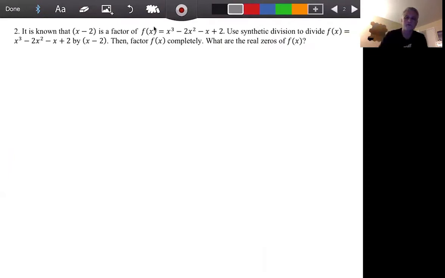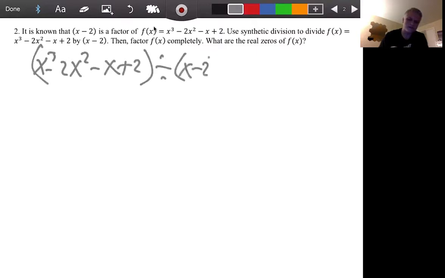Okay. So let's look at question 2. It says, it is known that x minus 2 is a factor, or it divides evenly into f of x, which is this nice big polynomial. Use synthetic division to do that dividing, and then keep factoring after that. And we want to then find the real zeros. So first thing we're going to do is we're going to say, my question is asking me to take x cubed minus 2x squared minus x plus 2, and we want to divide it by x minus 2.